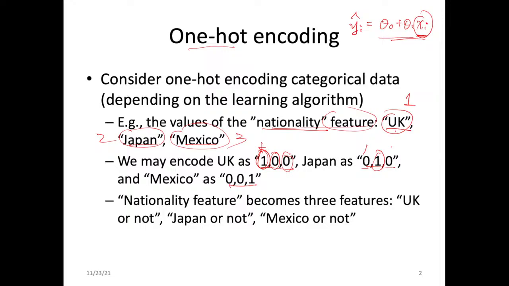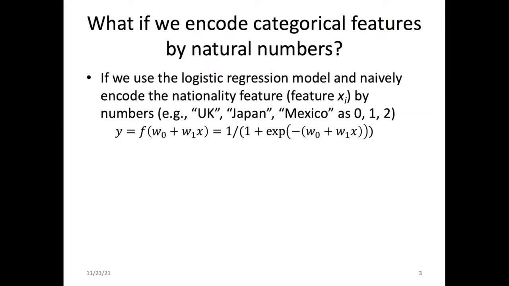The answer is it depends. It depends on your learning model. If you use decision tree or random forest, then you can use this kind of encoding, encoding the feature into 1, 2, 3, for example. But if you're using KNN or linear regression, logistic regression, SVM, or even the deep learning models we will teach in the future, then usually we use one-hot encoding. We don't use this kind of integer encoding. I will give you some reasons here.